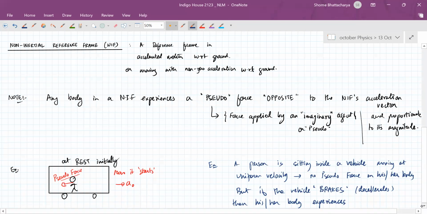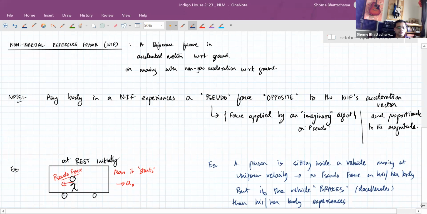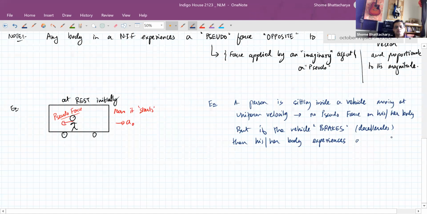Okay. So who is applying that force? An imaginary agent. But what type of force is it? It is a pseudo force. So whenever you're trying to visualize and understand the concept of pseudo force, you can go back to these two examples and they make things very clear. So if he's sitting on a chair, the vehicle is moving like this initially, but suddenly it brakes, and particularly if it brakes hard, then his body will experience a forward force, which is the pseudo force.